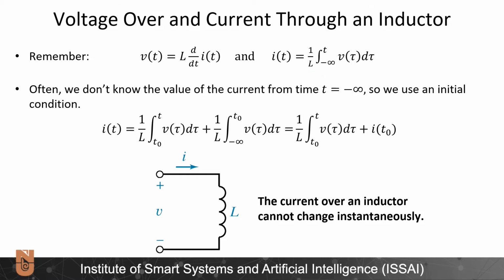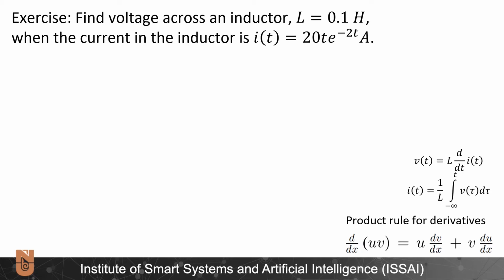In this exercise, we need to find the voltage across an inductor with the inductance value 0.1 henries when the current in the inductor is given by i of t is equal to 20t times e to the minus 2t amperes. This is actually a very simple question. We need to use this relation. V is equal to L di over dt. The only slight complication is how do we find the derivative of this expression here.